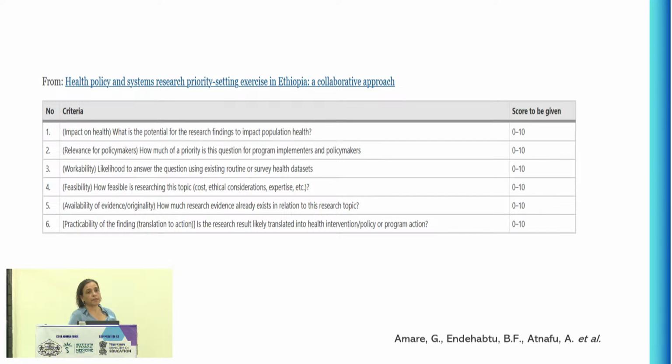So they basically said that our research priorities have to include this criterion of whether the research endeavor is actually feasible within the normal working lives of health program managers. Feasibility: how feasible is it to research it from a cost point of view and an ethical point of view? Availability of evidence and originality, so you don't want to duplicate work that's already been done. And practicability: is the research result likely to be translated into health interventions or program actions?